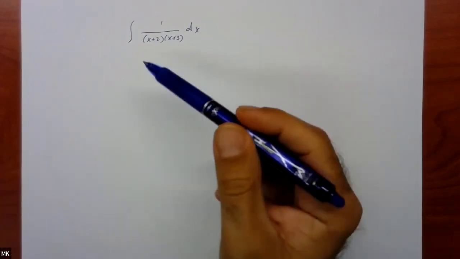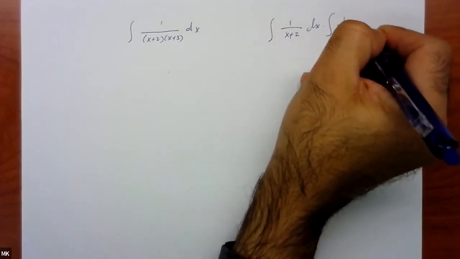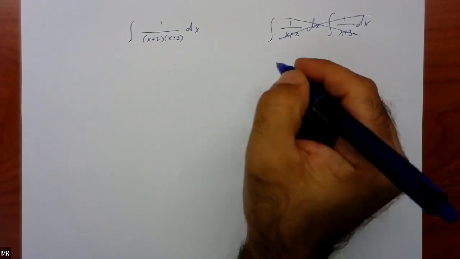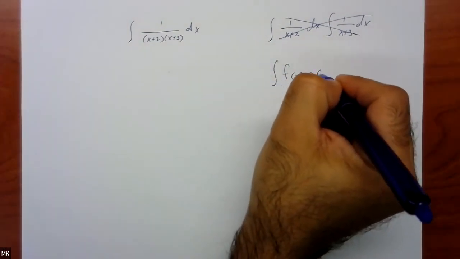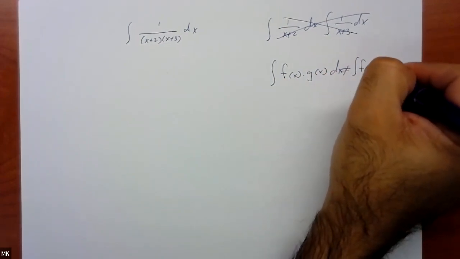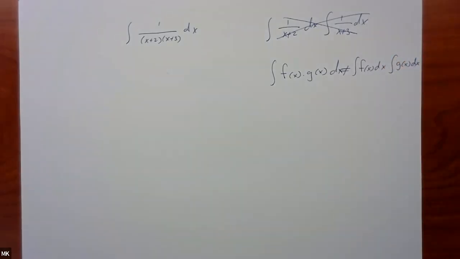Now, if somebody did not take this class and you give them something like this, they're like, oh, sure, I can write it as 1 over x plus 2 times 1 over x plus 3, done. But you guys know, they will say the integral of 1 over x plus 2 times the integral of 1 over x plus 3. And that's not correct. You cannot do that. The integral of f times g is not equal to the integral of f times the integral of g. We talked about that when we were talking about the initial discussion of integration. It doesn't work that way.